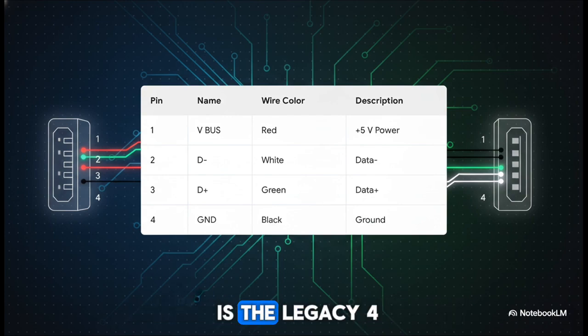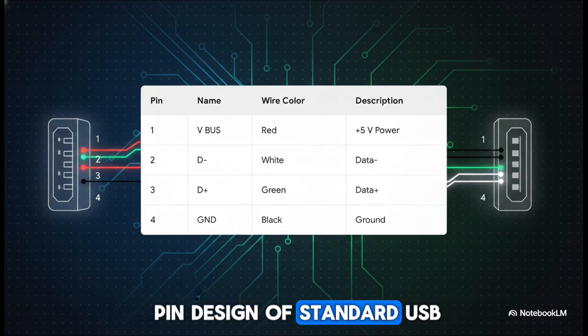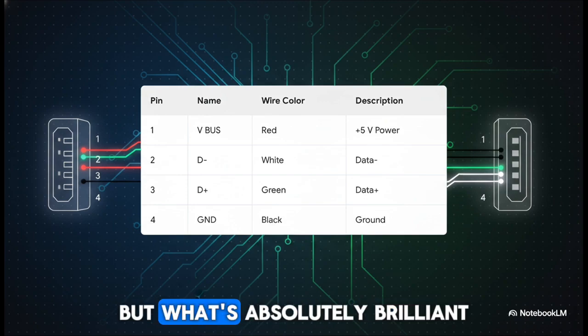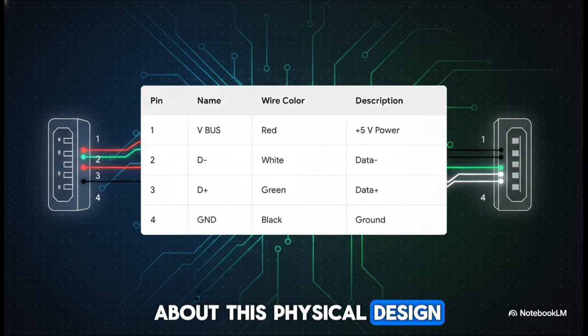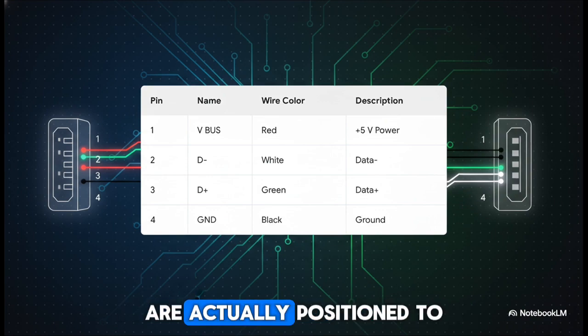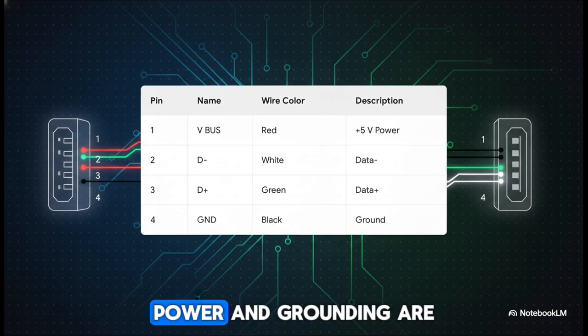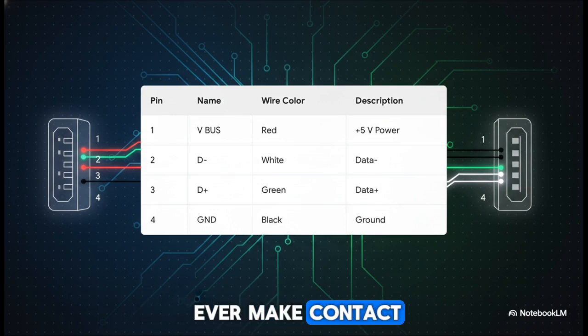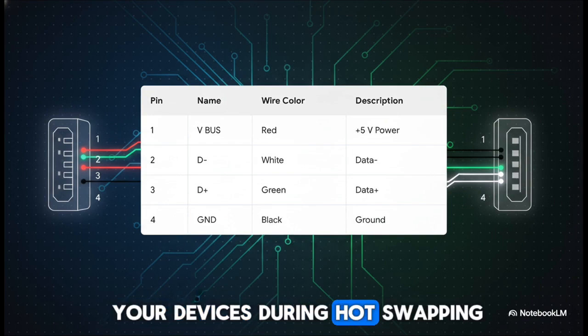What you're looking at is the legacy 4-pin design of standard USB. You've got your V-bus for 5-volt power, your ground, and your 2 data pins sitting right there in the center. But what's absolutely brilliant about this physical design is that the outer power and ground pins are actually positioned to connect first. Because the data pins are slightly recessed, power and grounding are safely established before the data conductors ever make contact. That's exactly what protects your devices during hot swapping.